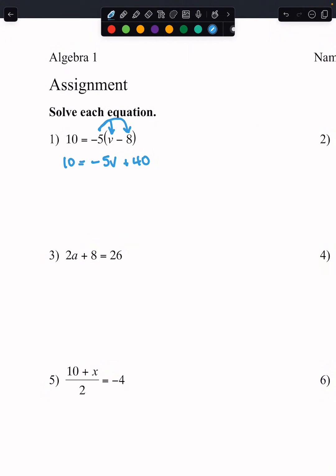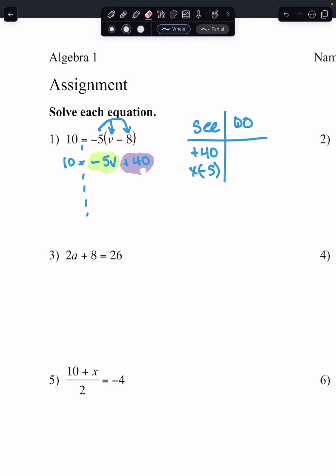Okay, so we're going to do our C-do table. And remember that what we see and do has to go in our table. So let me show you what I see. I see a plus 40 right here. And I see a times negative 5, just so y'all can see that. All right, so we don't need that.